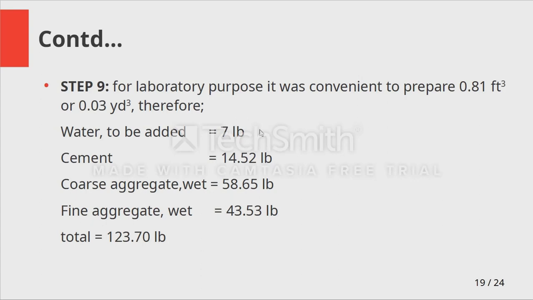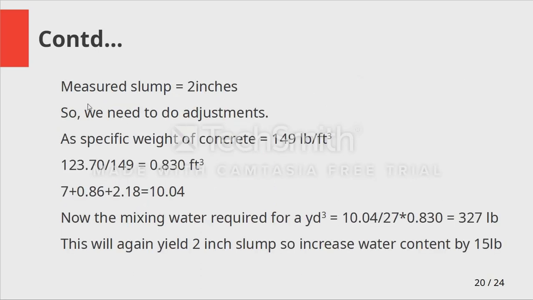But the value which we would obtain by multiplying 0.03 with 199 would be 5, but they have used 7 because they want to achieve the required workability. So you can increase the value by up to 2, 3, or 4 lbs. They have increased it by 2 lbs actually. This will be useful if there is some error in the workability. Now they have measured that the workability in terms of slump was 2 inches, which is not correct because the required workability was 3 to 4 inches, so we need to do adjustments.